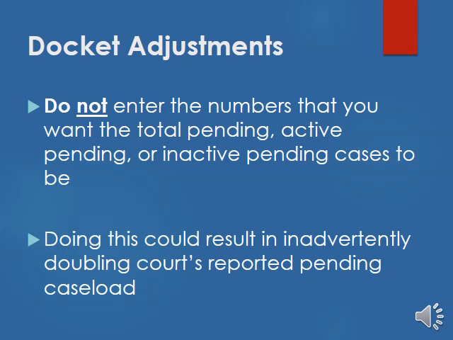Continuing with some guidelines for docket adjustments, you should never enter the numbers that you want the pending cases to be in the docket adjustment line. If you do this, you will essentially double the number of cases that you report as pending, because it will be added to the number of cases pending that you brought forward from the end of the previous month. The next few screens will illustrate an example of this.